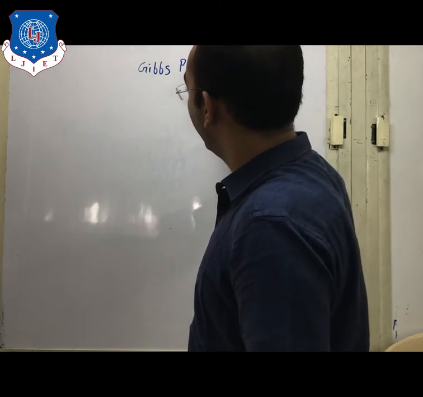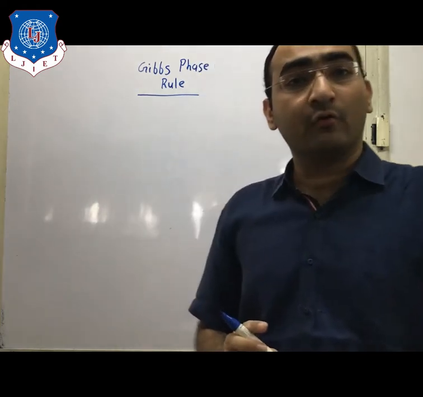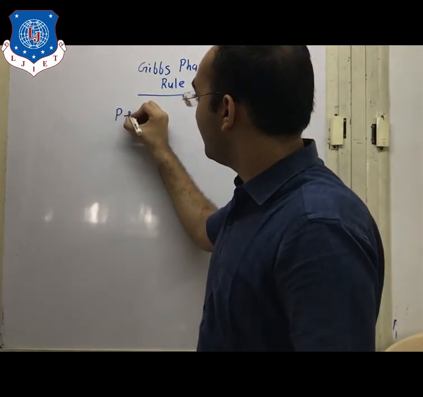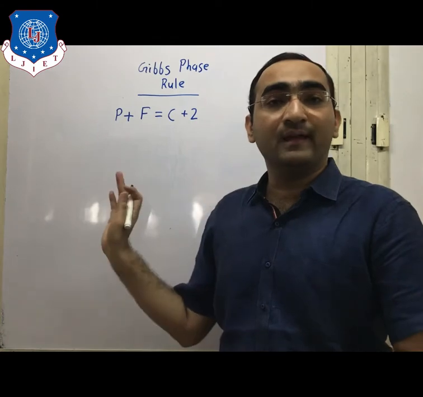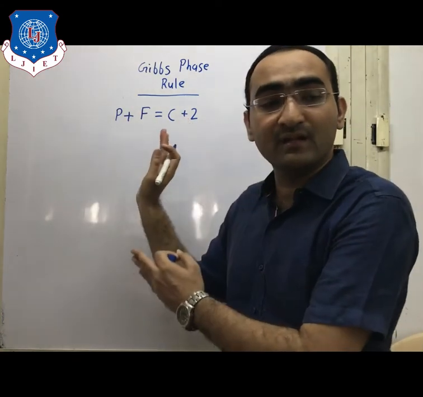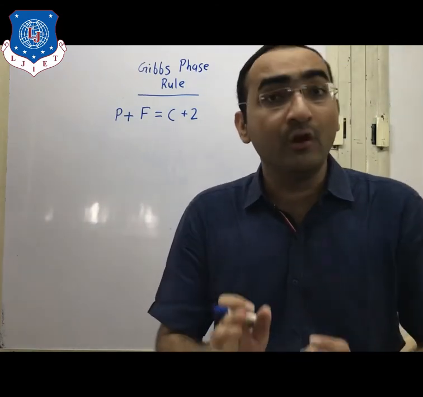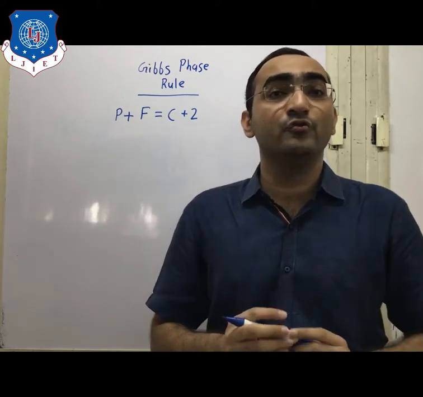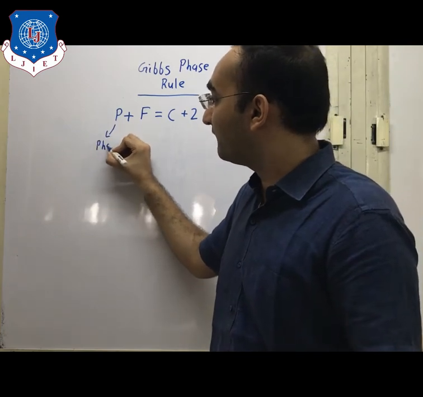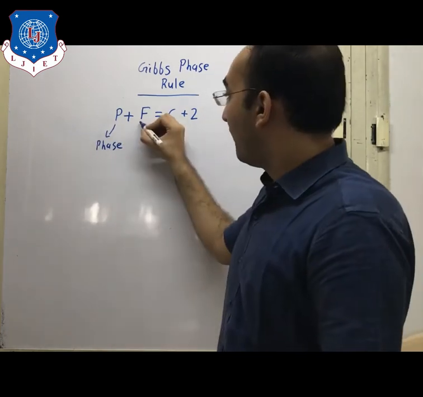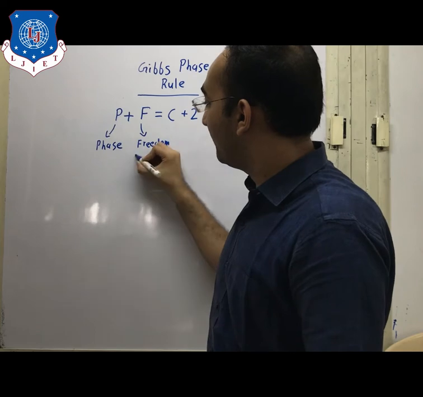Gibbs phase rule. Now what does this rule state? The rule is P plus F equals C plus 2. This is the basic Gibbs phase rule, and with this rule we will be able to know the phase of the material. What does P stand for? P stands for the phase. What does F stand for? F stands for freedom, that is, the degree of freedom.